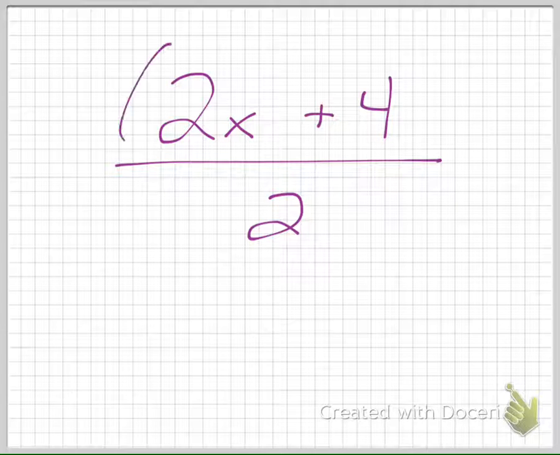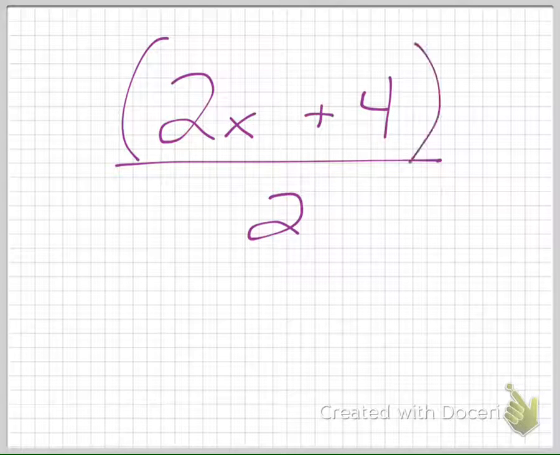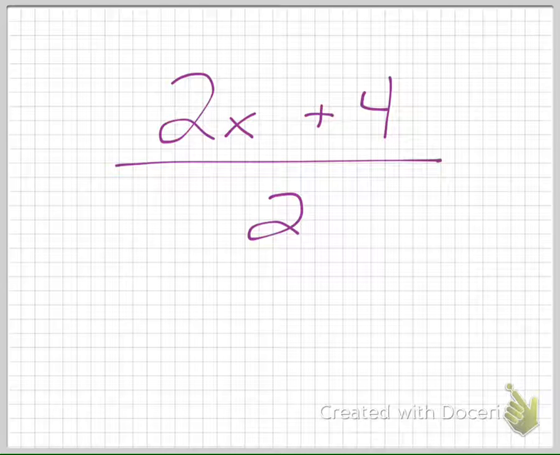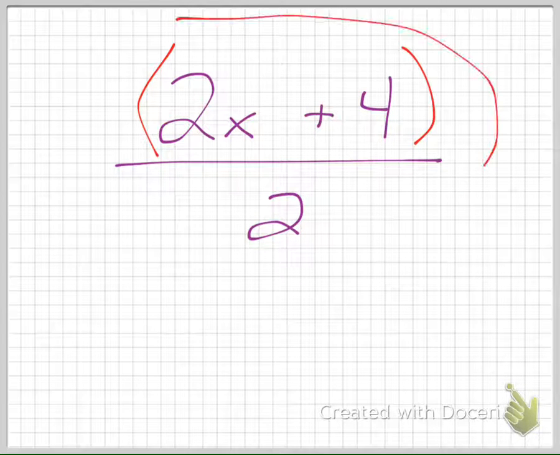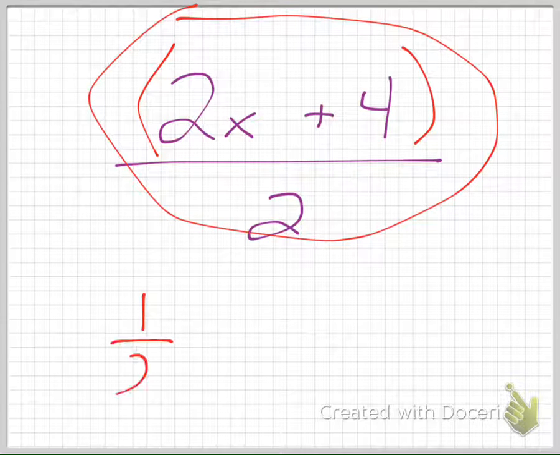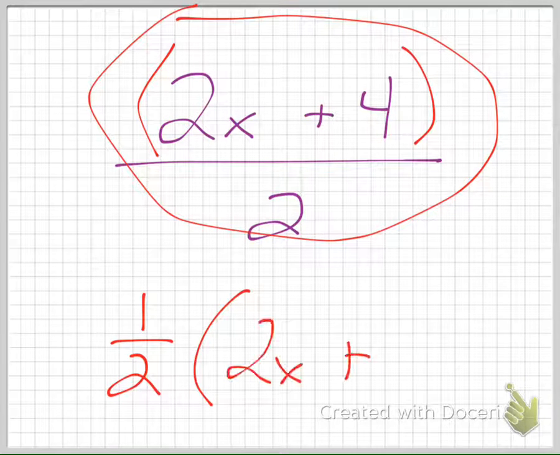So watch this. I want you to watch this so you can see what you're allowed to do. This is in parentheses. You agree that there's parentheses here, invisible ones? There's invisible parentheses up here. And the whole thing is being divided by 2. How can I change divided by 2 into a multiplication problem? Times by 1/2. Instead of divide by 2, I multiply by 1/2. So what's the difference between this question here and 1/2 times (2x plus 4)? They're identical, right?